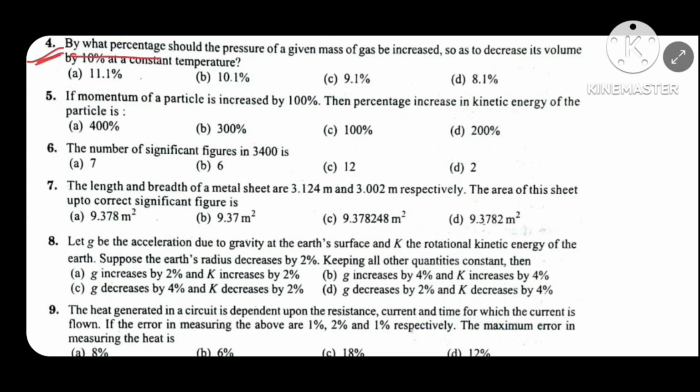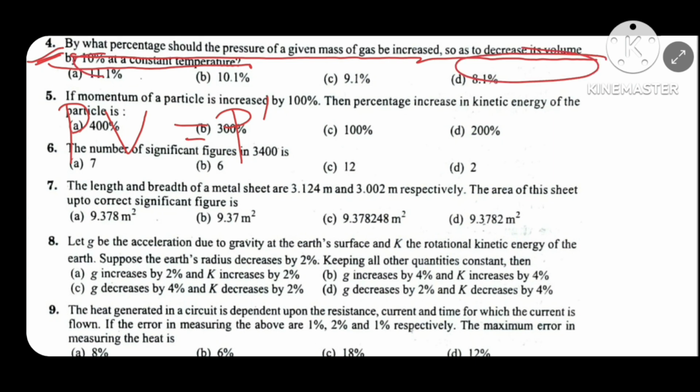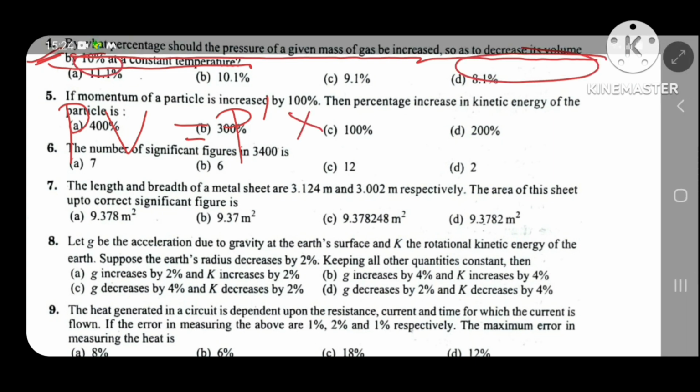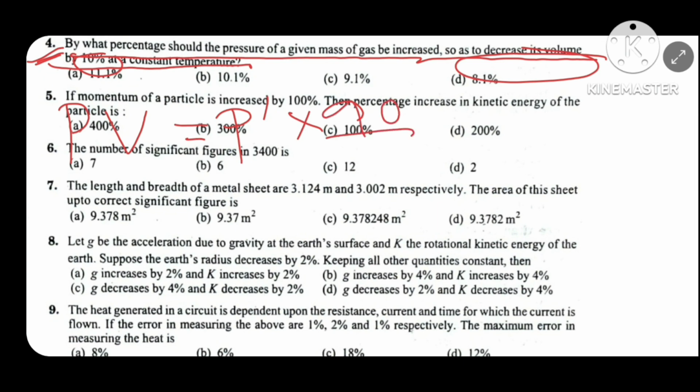By what percentage should the pressure of a given mass of gas be increased so as to decrease its volume by 10% at constant temperature? Okay. Suppose initial pressure be P and volume be V. Final pressure be P dash, and look at this, volume is decreased by 10%. So final volume becomes 90 by 100 V.